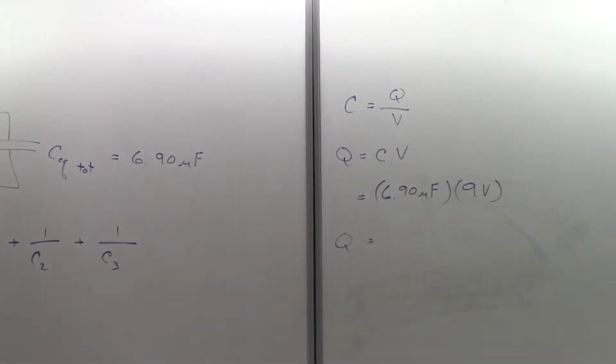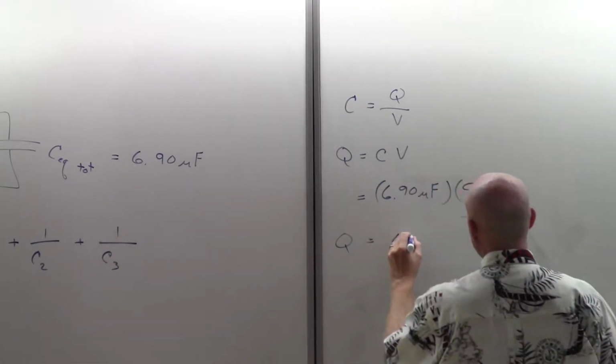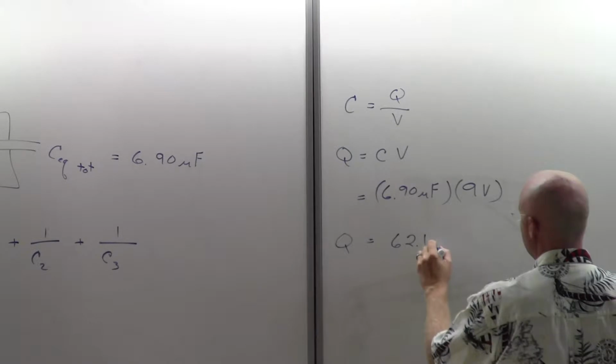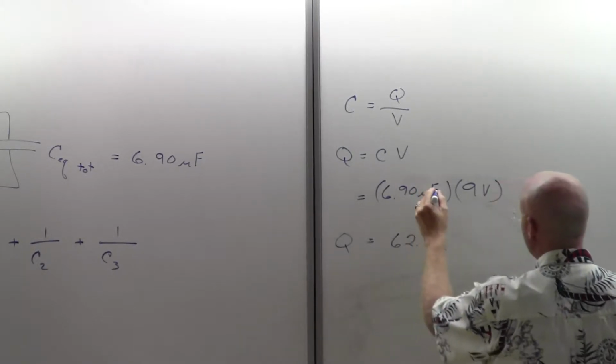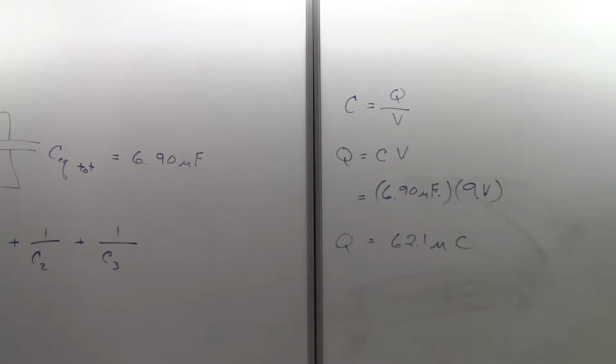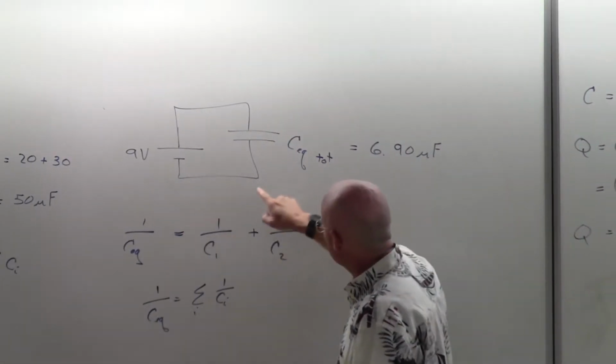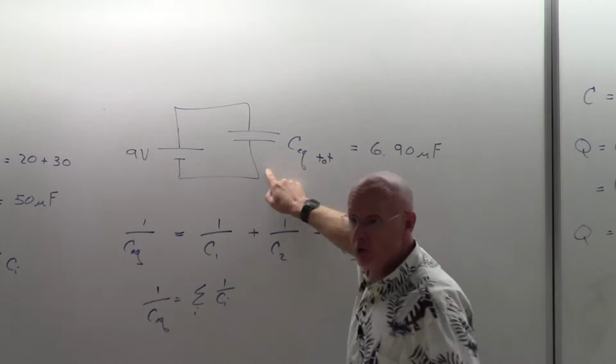6.9 times 9 is 62.1. So 62.1. I'll leave the micro alone. Remember, the farad cancels off with the voltage part, and we got 62.1 microcoulombs. And so what you're really saying is if you had a circuit like this, 62.1 microcoulombs would go on here.